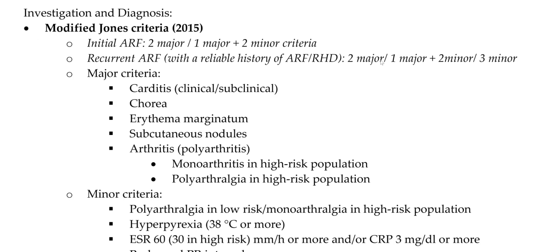If you have two major, or one major plus two minor, and three minor, then it could be recurrent ARF with a reliable history of ARF or RHD previously. So this you have to keep in mind to diagnose it. So either you require two major or one major plus two minor or three minor. So if you want major criteria, two are needed. If one major is there, you need at least two minor. Or if you diagnose with three minor criteria, then that is only possible for recurrent ARF.